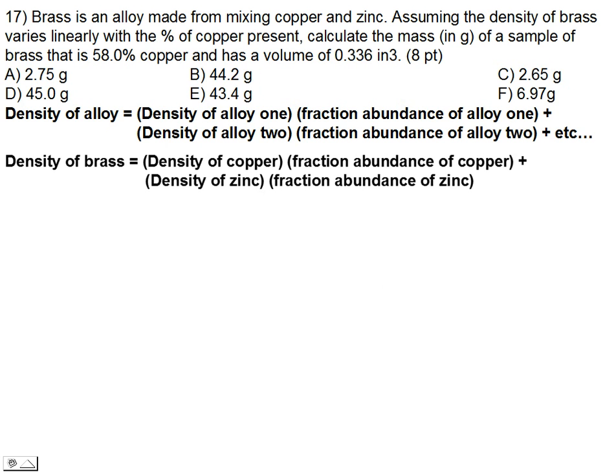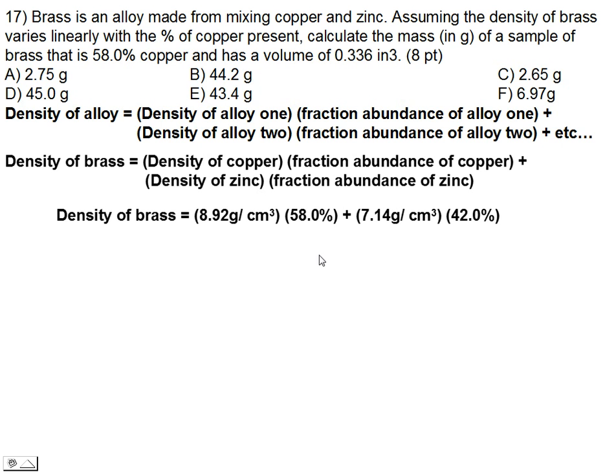So I rewrote the equation as density of brass equals density of copper times fraction abundance of copper plus density of zinc times fraction abundance of zinc. Now that we have our equation, let's fill in what we know. We know the density of copper is 8.92 grams per centimeters cubed, and the fraction abundance of copper is 58%.